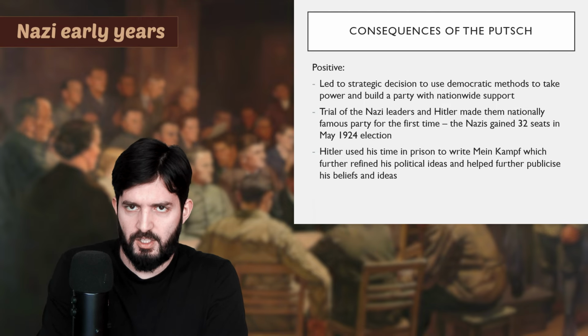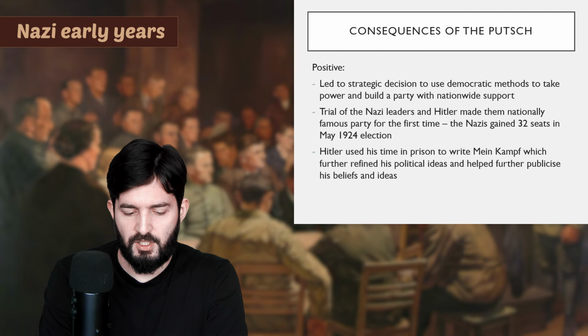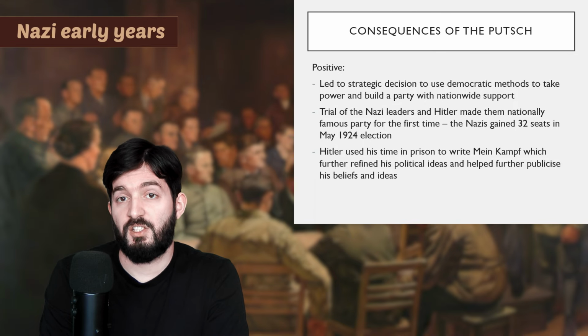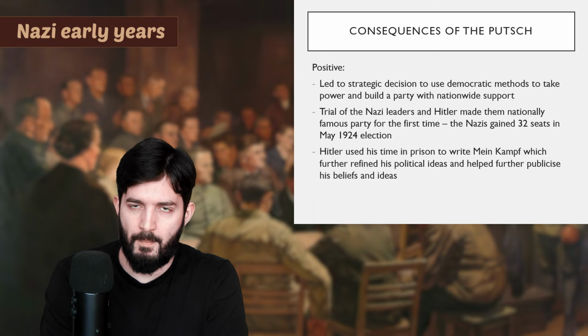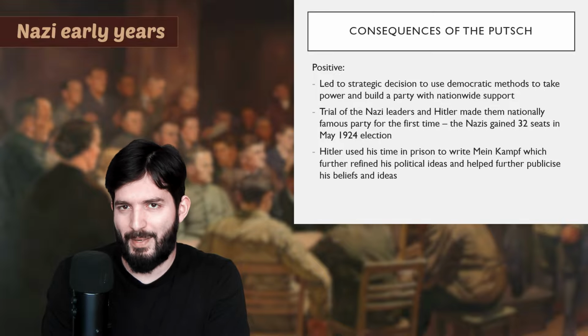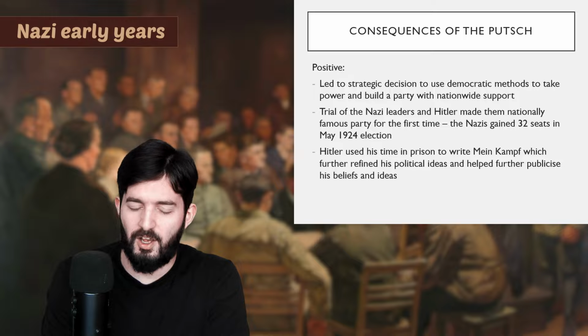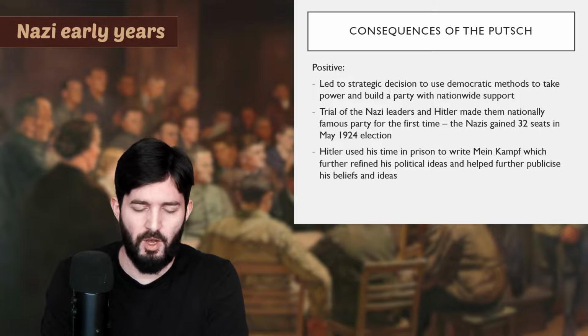On the flip side, however, there are some positive consequences that emerge from the Munich Putsch. The first positive is that it leads to the Nazis making a strategic decision to switch away from attempting to overthrow the German government by force, and instead to use democratic methods to take power by building a party with nationwide support. This is a success because eventually this will work. So it's what convinces Hitler to adopt the strategy which eventually works.